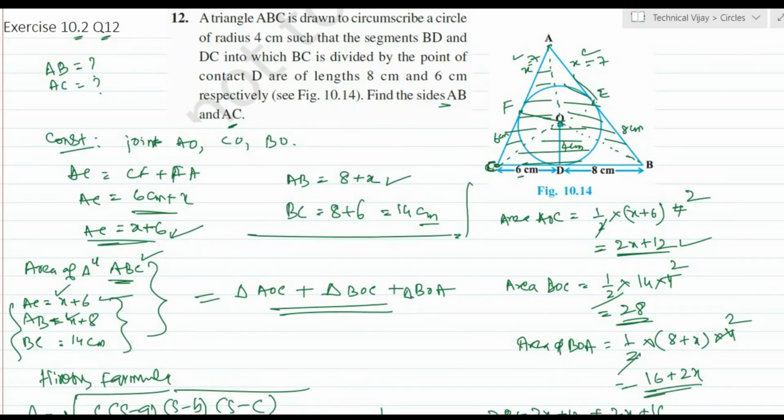So the total AB and AC has been asked. Okay, AB and AC. So AB is equal to what? AB is equal to 7 plus 8, which is equal to 15 centimeter. So AC is equal to what? 6 plus 7, that is 13 centimeter.